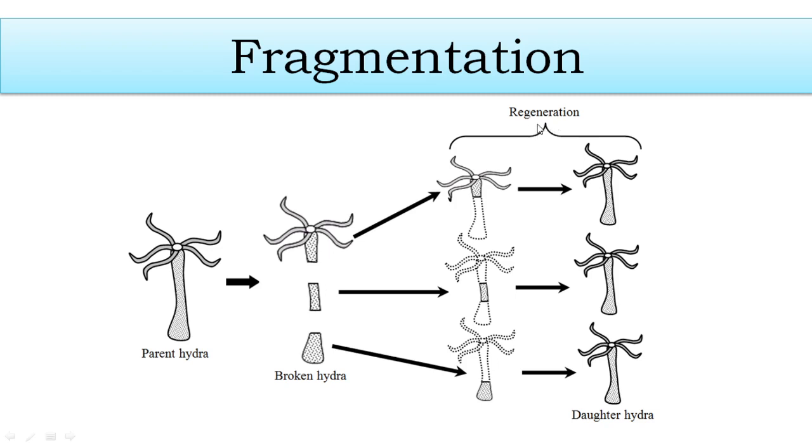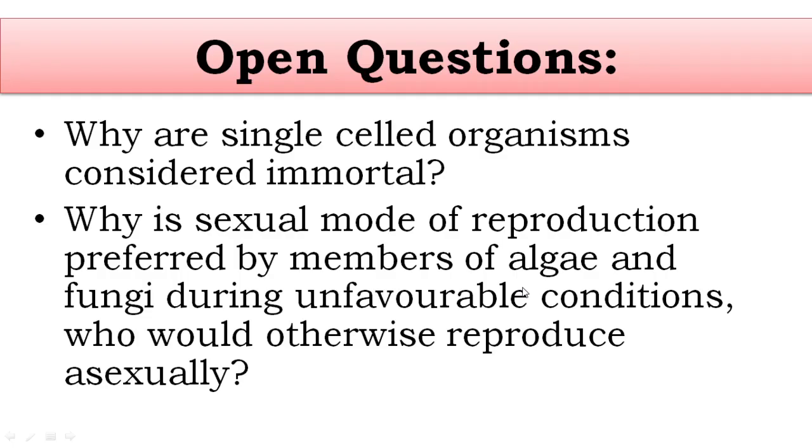We cannot regenerate, right? If our hand is cut off, our hand cannot give rise to a new individual, so we cannot regenerate. But in simple organisms like Hydra, if their body is cut into small fragments, each fragment can give rise to a new individual, and this is called fragmentation. And this is reproduction through complete regeneration.